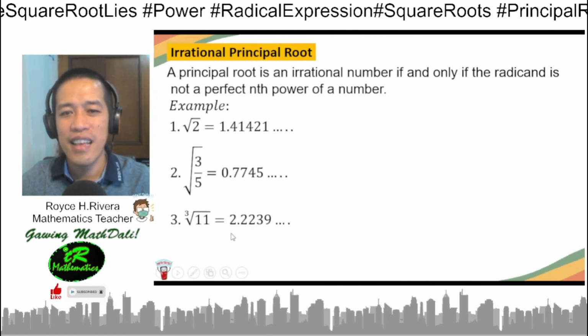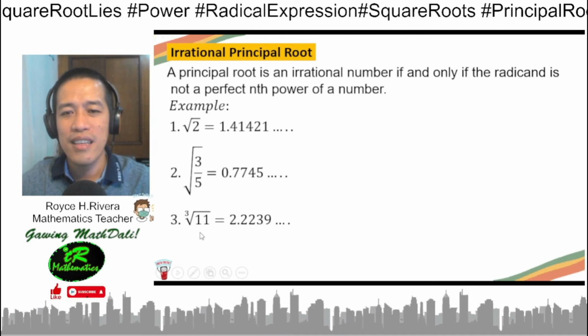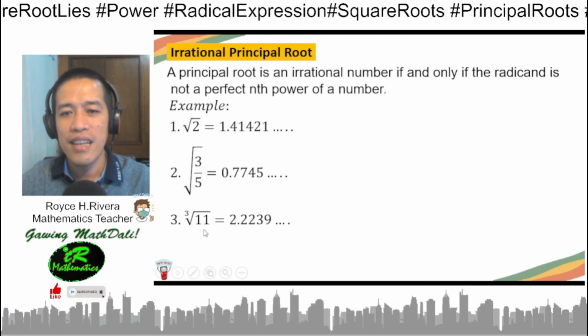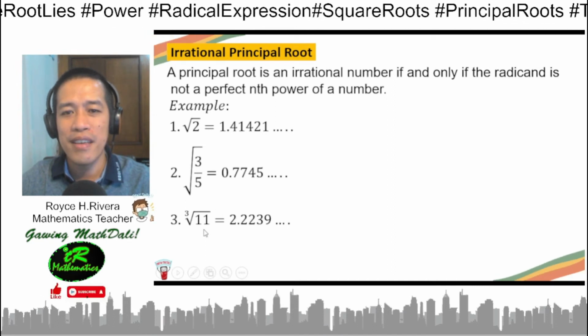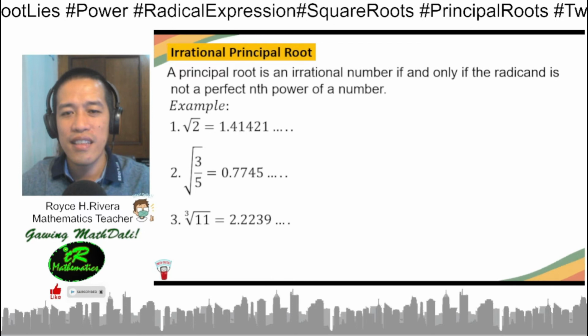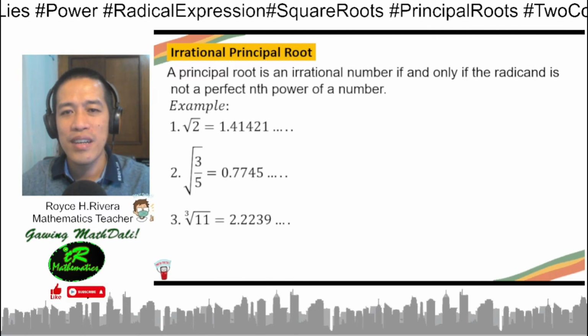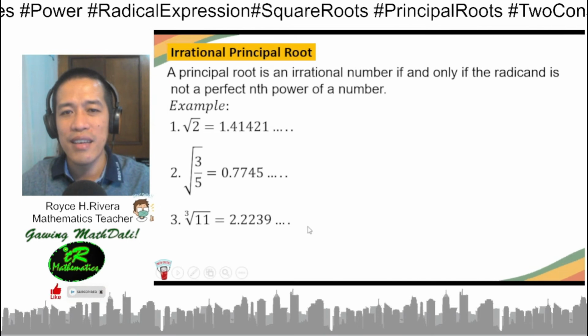And last example, number 3, the cube root of 11. 11 is not a perfect cube. Therefore, its principal root is also an irrational number.